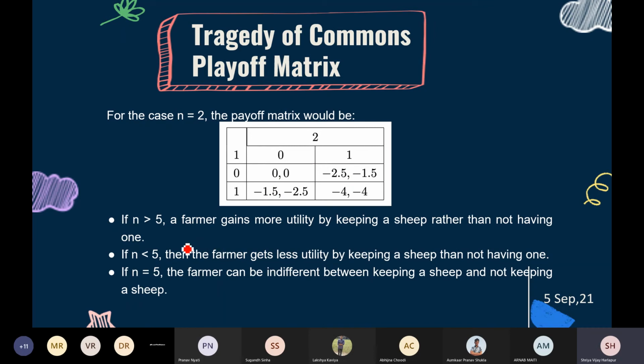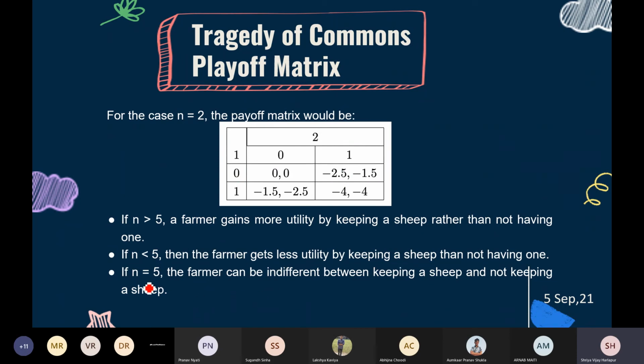And if you construct the payoff matrices, you will see that if n is less than 5, then the farmer gets less utility by keeping a sheep than not having one. Again, we can look at it the prisoner's dilemma way. Suppose farmer 2 has not kept a sheep. This guy is better off not keeping a sheep, because otherwise his utility will become minus 1.5 instead of 0. Suppose farmer 2 has kept a sheep. If this guy also keeps a sheep, then his utility will be less than if he does not. So player 1 will prefer not to keep a sheep, and symmetrically player 2 will also prefer not to keep a sheep.